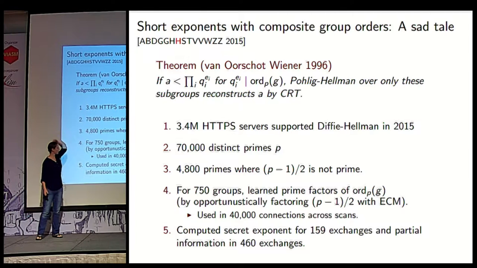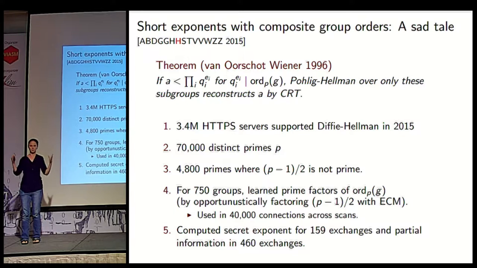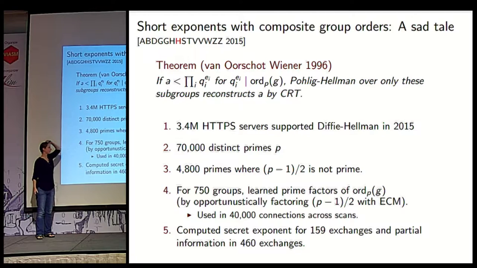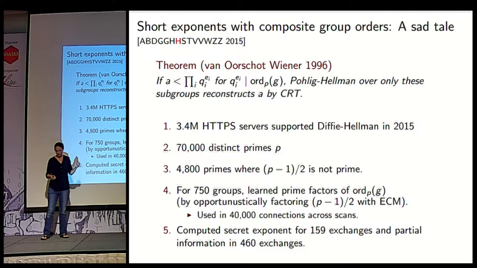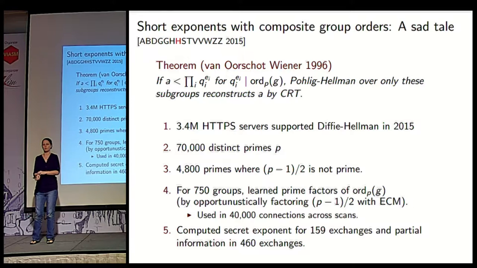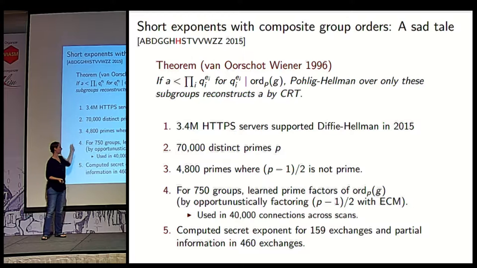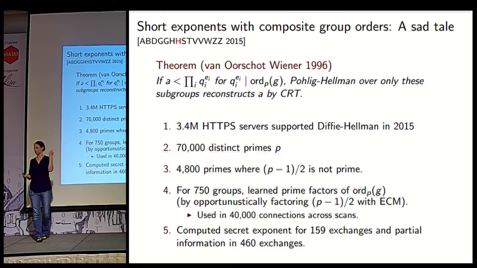Of those, there were 4,800 primes that were not safe primes, where (p minus 1) over 2 was not a prime. Those are our candidates for possible attack. So then we opportunistically factored (p minus 1) over 2 using the elliptic curve method to find factors, and looked at whether we found non-trivial factors of the order of the group generator that was being used. And in 750 groups, we learned some non-trivial prime factors of the order of the group.